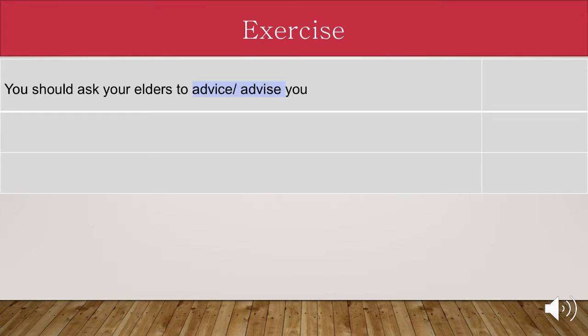Now let's begin with the exercise. The first sentence is: you should ask your elders to advice you or advise you. What do you think is the correct word in this sentence? The correct word is advise because here an action is being talked about. You should ask your elders to take an action of giving a recommendation to you, of advising you. And that is why the correct word is advise.